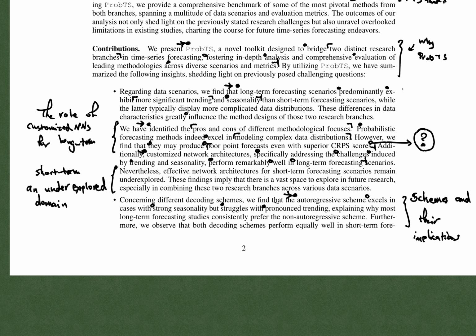Now, that's one thing that they have. Now, the latter, meaning the short-term forecasting, is going to display more complicated data distribution. So that remaining component of the time series signal is going to be more complex, exhibiting more complex patterns in the short-term horizons. Of course, there are variations between the datasets and tasks, but this is a general average finding. And these differences in data characteristics, they find, greatly influence the method design.